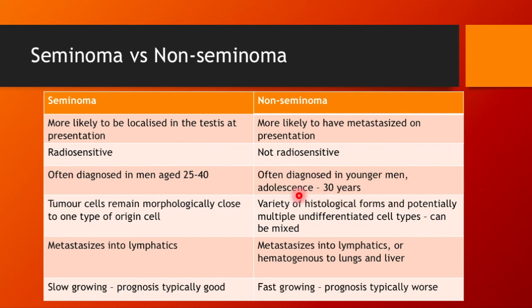Non-seminomas tend to be more aggressive than seminomas and hence are faster growing. They're also frequently seen to have already metastasized upon first presentation. Furthermore, seminomas are much more sensitive to radiotherapy than non-seminomas, and where seminomas are limited to lymphatic spread, non-seminomas can use both the blood and lymphatics to get around the body. All of this means that non-seminomas tend to have a worse prognosis than their counterpart, and this is quite significant in treatment.